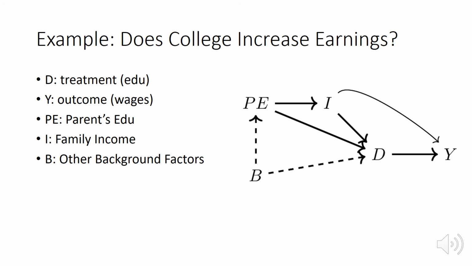Your parents' education influences whether or not you go to college. It influences family income. Family income also influences whether or not you go to college. Excellent point. And finally, whether or not you go to college and how long you go to college for and your college major and all those other variables that we included in this influence earnings. Questions so far?